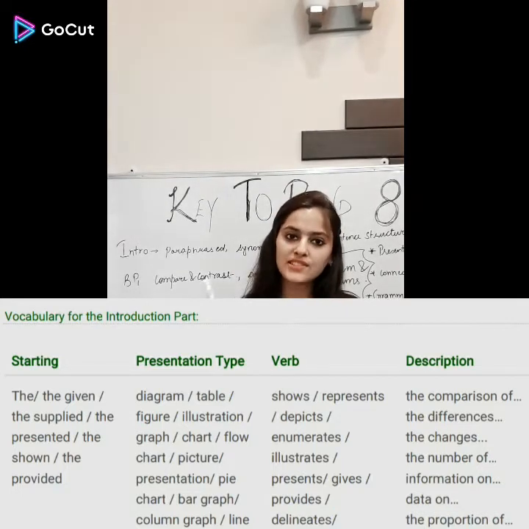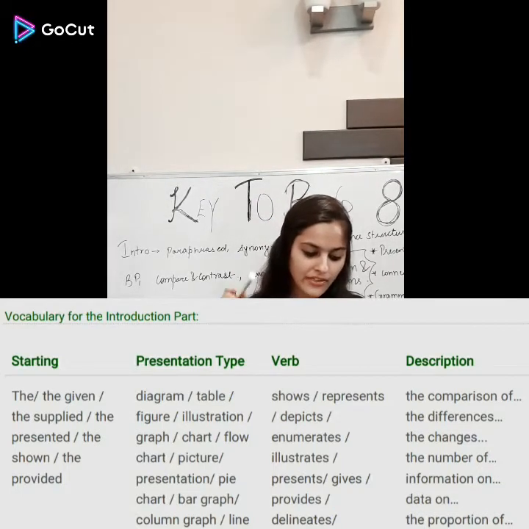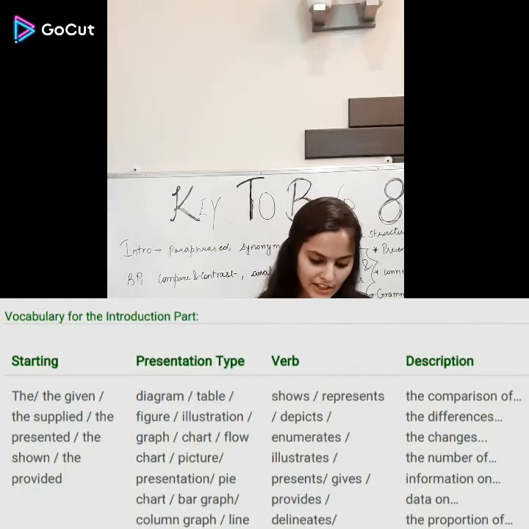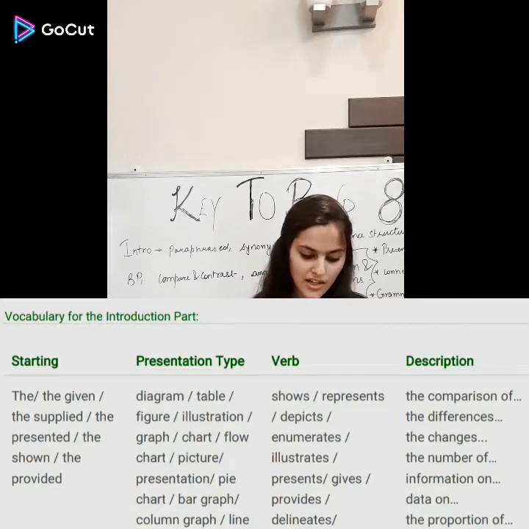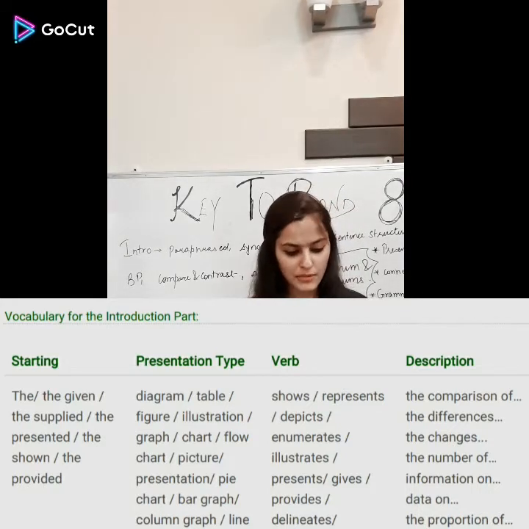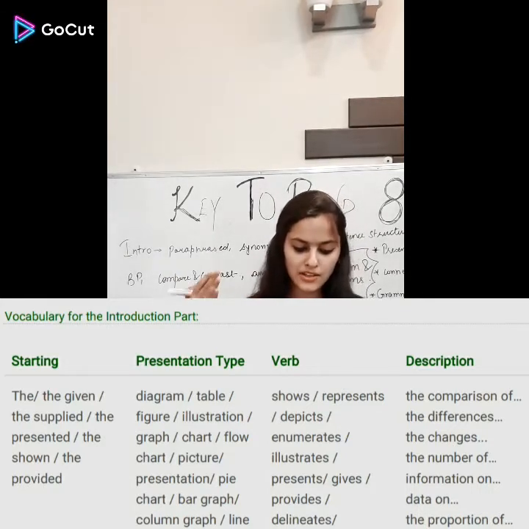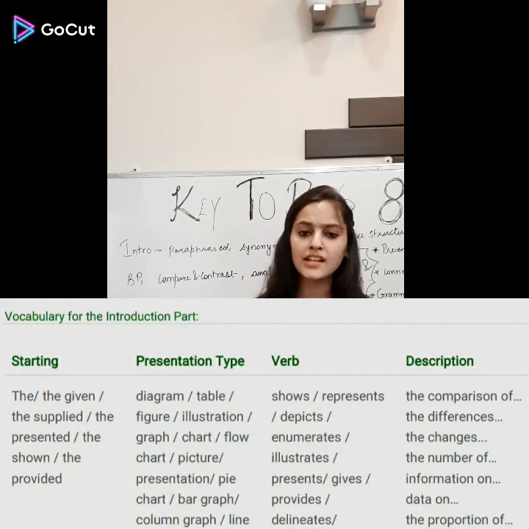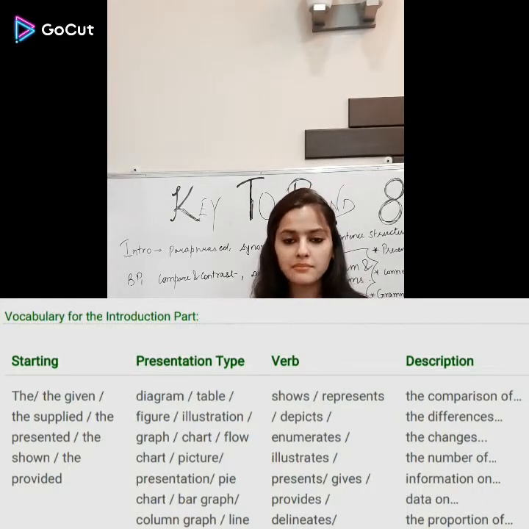First of all, when you have to start the introduction, you can write: the given tabular chart, the given diagram, the given figure, illustration, the supplied chart, presented chart, the chart shown, the bar chart represents, enumerates, illustrates, presents, provides, expresses, shows the contrast, gives data on, gives information about the comparison of, the differences, the changes, the number, the information. You can see a lot of things on the screen. You just need to pick one which you think would be suitable for your data.